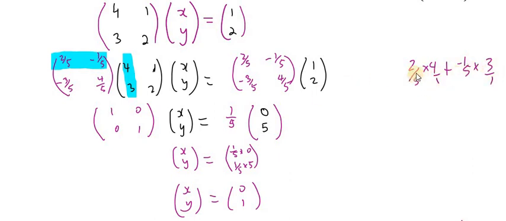All right, so let's go. 2 4s are 8, that's 8/5, because 5 1s are 5. And okay, put the plus here. -1 times 3, that's -3. And 5 1s are 5. Now the denominators are the same, so we keep the denominator.